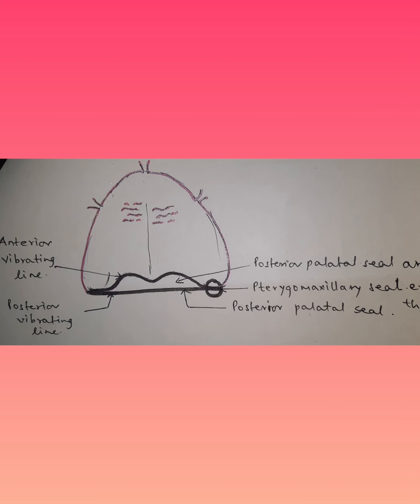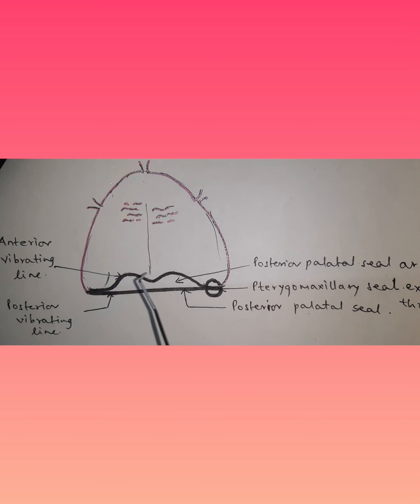Another thing to note here is that some authors take the fovea palatini as the guideline to locate the posterior palatal seal, but it is not that reliable because in some patients you will not find the fovea palatini. So they say that the fovea palatini lies 1.3 millimeters posterior to the anterior vibrating line, that is here. But in some patients you will not find the fovea palatini.